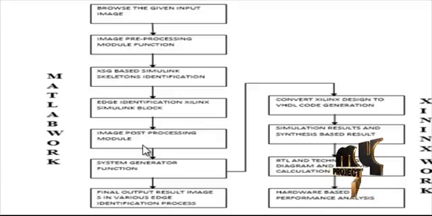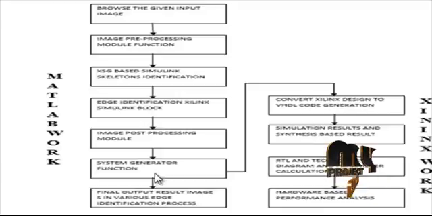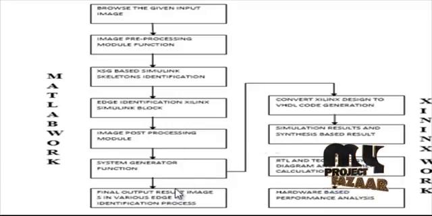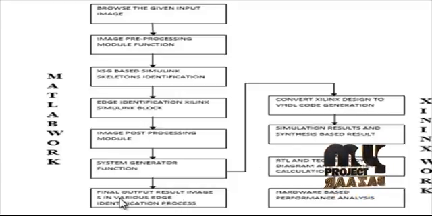The image is processed to produce edge detected output images for any type of input image, then we apply the System Generator function. These generator functions are mainly used to convert the Simulink design to the required VHDL or Verilog code. This code is applied to the FPGA process. This is the final output result for the edge identification image display.